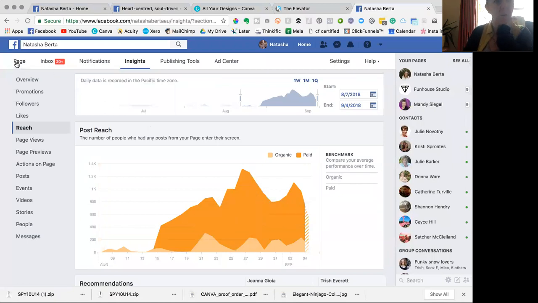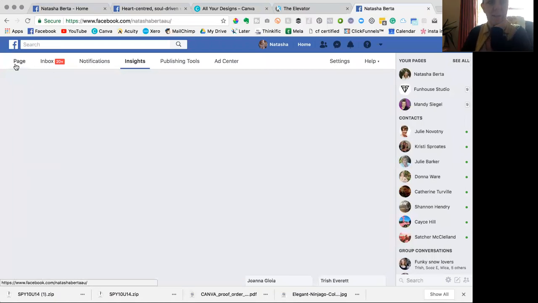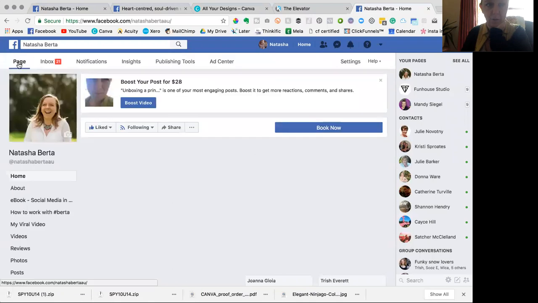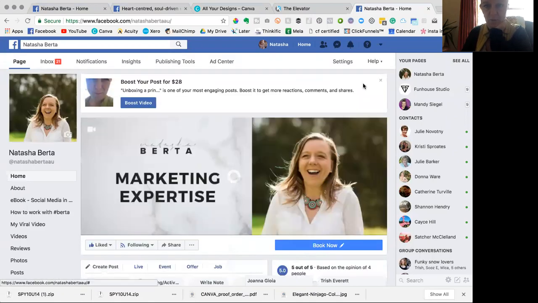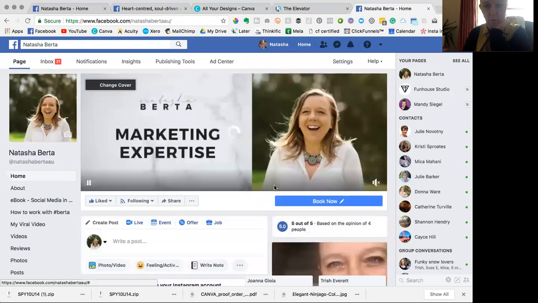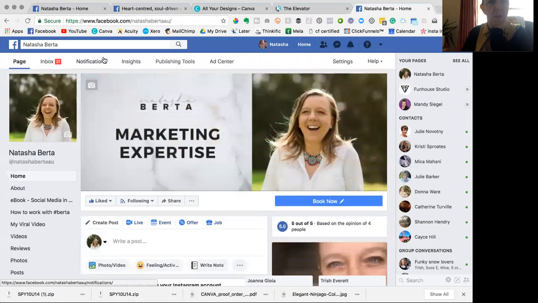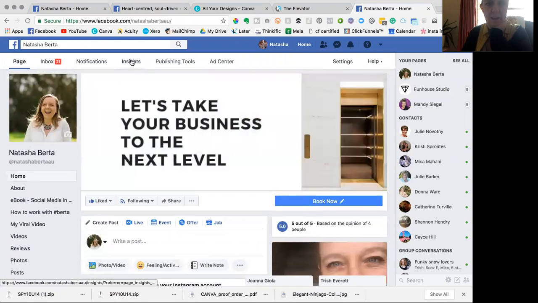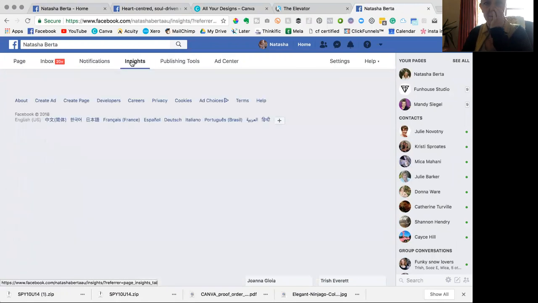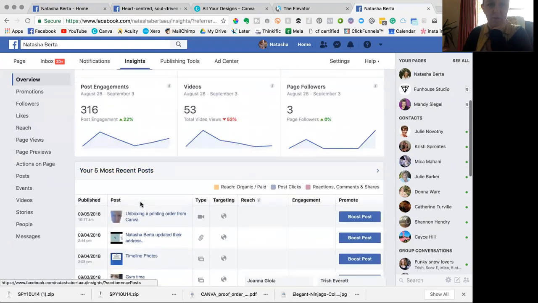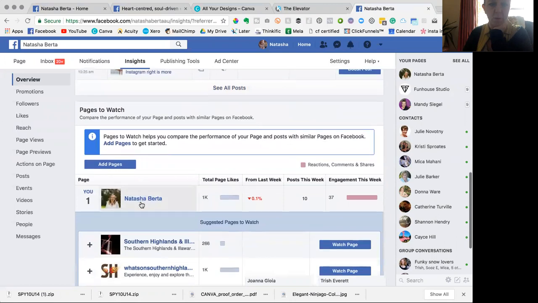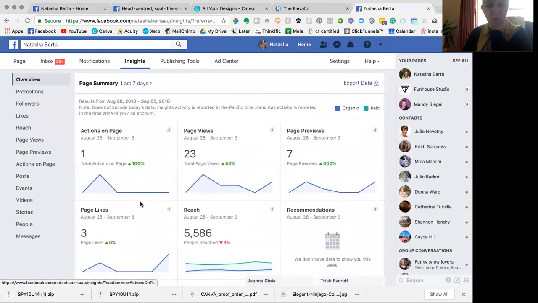So when you land on your business page, usually you'll be in this tab over here, which is called Page. And you'll see all kinds of things that Facebook wants to show you, and there's all your posts and your pics. So there's other tabs up here: Inbox, Notifications, Insights. This is the analytics. And what you'll see here on the overview is a bunch of stats that they think are important. I actually don't really bother with that too much.